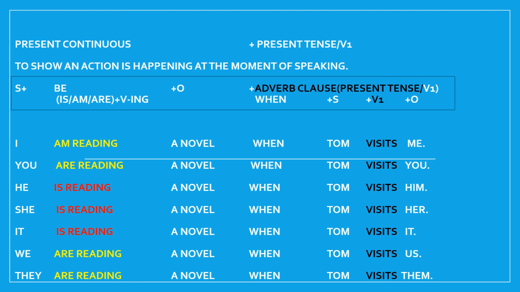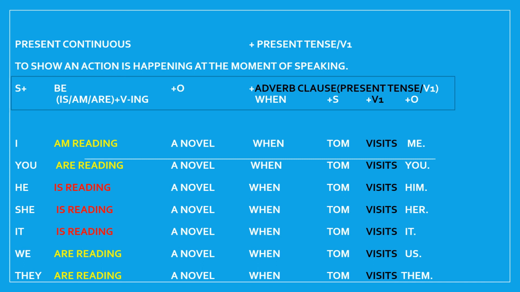Okay? Now, if I ask you, I am reading a novel happen first or when Tom visits me happen first, which action takes place earlier, for the first time? The answer is the present continuous. Why? Because it is happening at the moment of speaking and it hasn't been finished yet. The activity of reading is in progress. I haven't finished reading when Tom suddenly comes and interrupts me by his visiting.